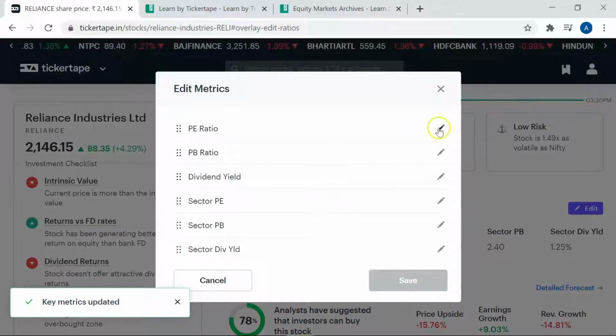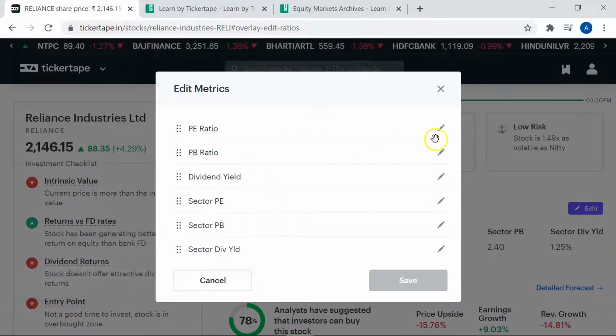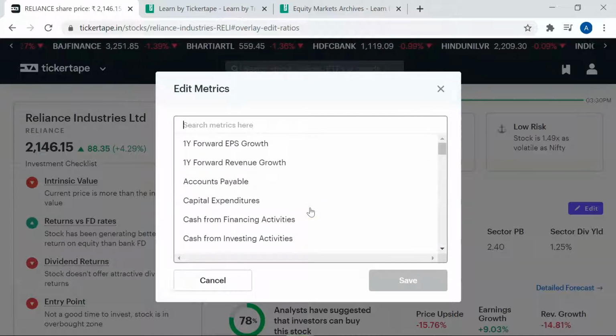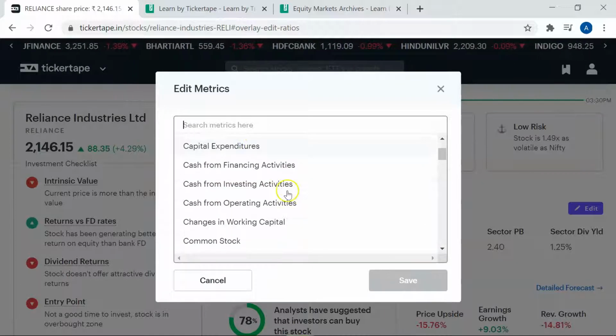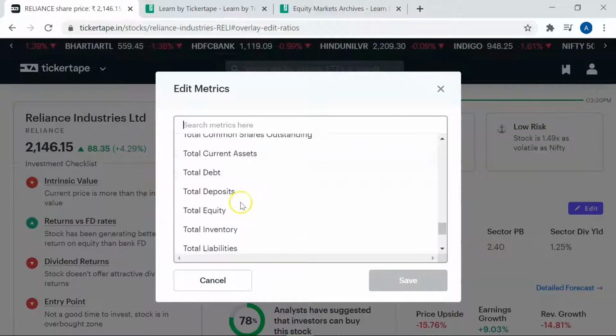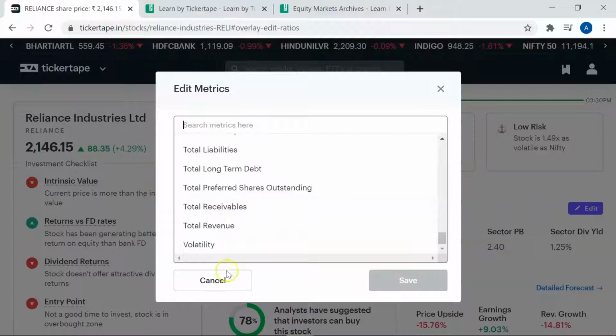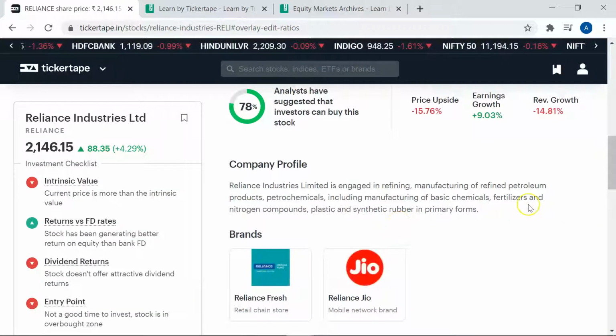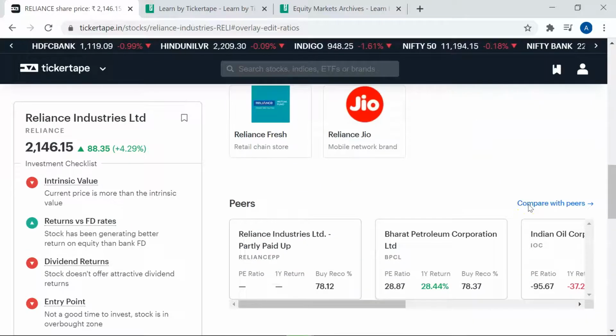So you can see all. By default there are only 6 parameter values, but you can choose from around 30 plus parameters. What are the accounts payable, capital expenditure, what is the gross profit, all such things you can add for each share if you are a Pro member. I think the value add the Pro membership gives is very less.